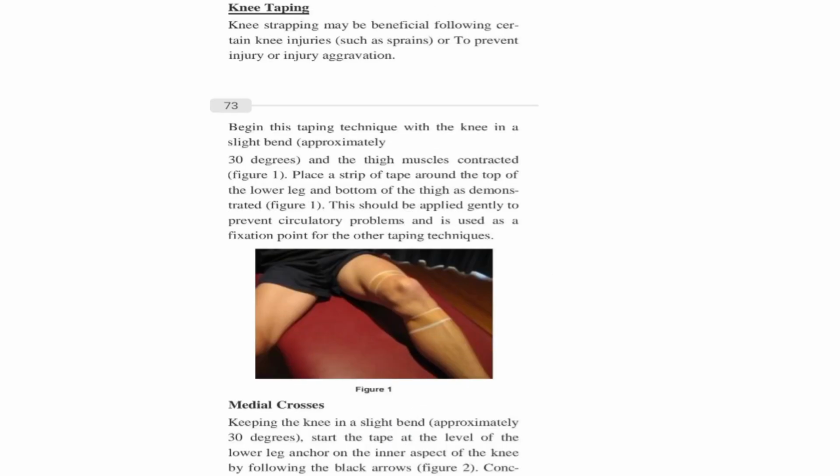Knee taping. Knee taping is also beneficial in case of knee sprains, injuries or injury prevention. Begin this taping technique with the knee in a slightly bent position, about 30 degrees, and the thigh muscles contracted. Place a strip of tape around the top of the lower leg and bottom of the thigh as demonstrated.